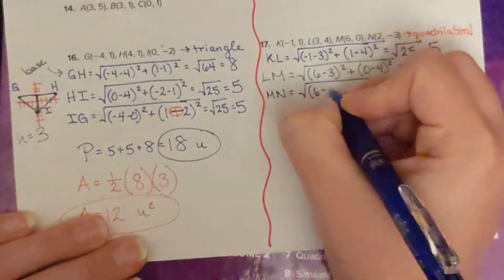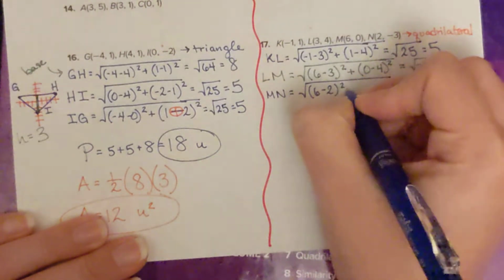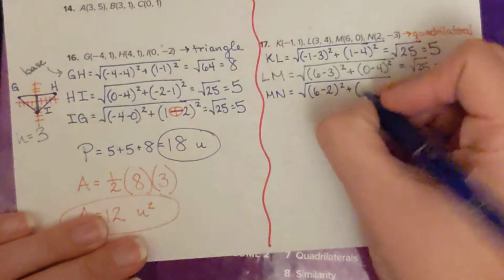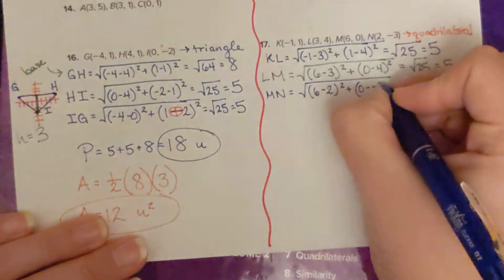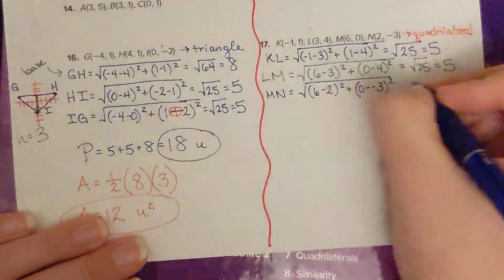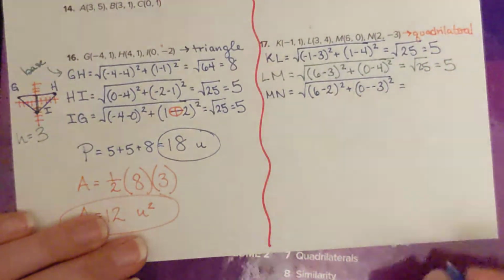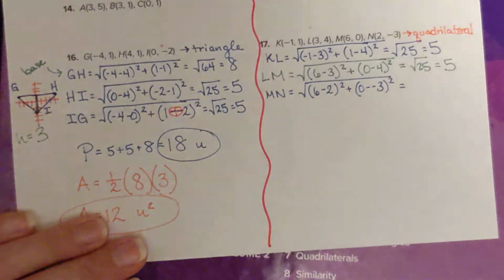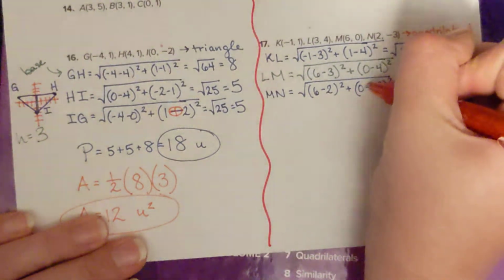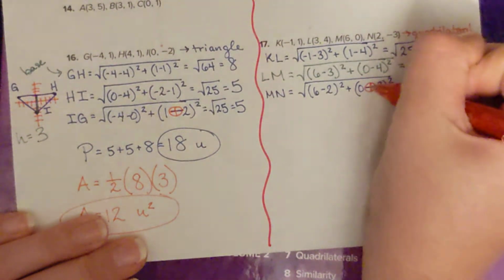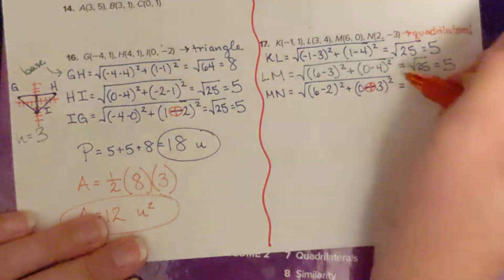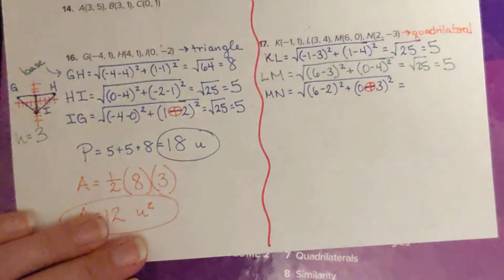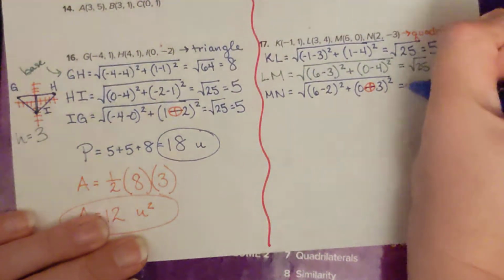So let's see, 6 minus 2, all that squared, plus 0 minus -3, all of that squared. Okay, so 6 minus 2 is 4, 4 squared is 16. And this 0 minus -3 turns into plus, 0 plus 3 is 3, 3 squared is 9. So hey look, 16 plus 9 again. Are you starting to see a pattern?